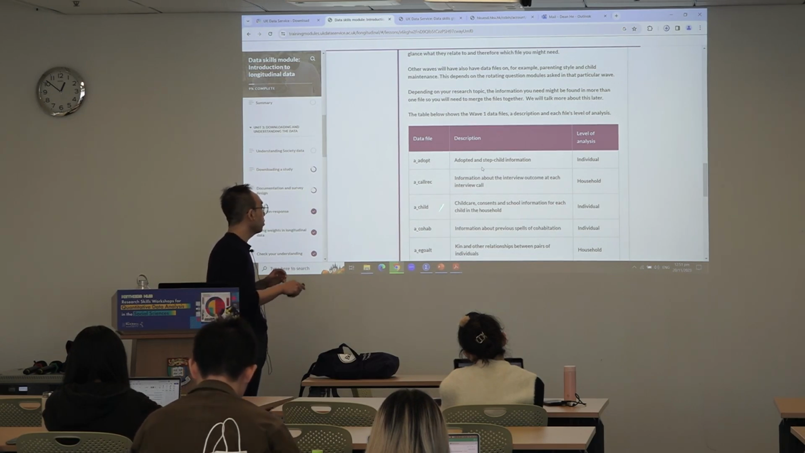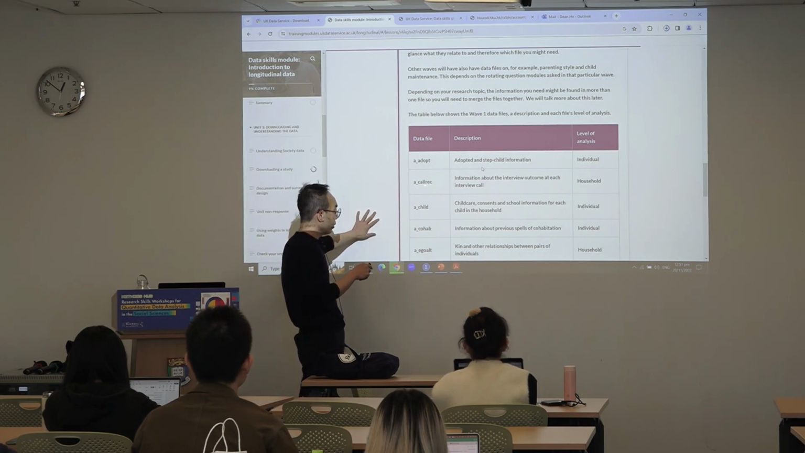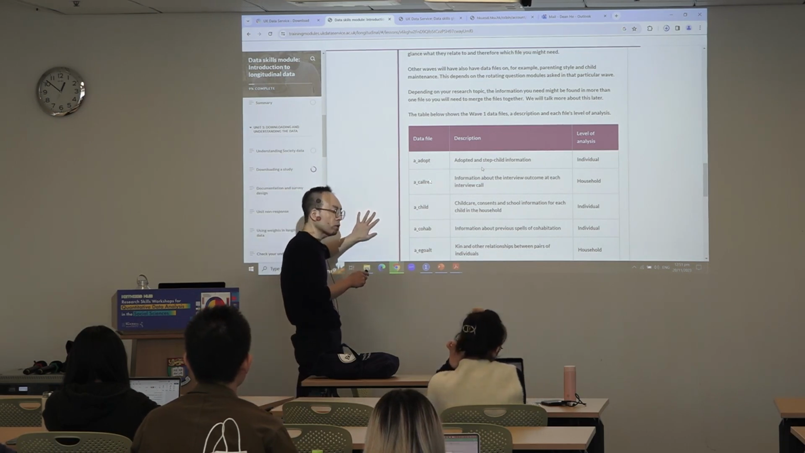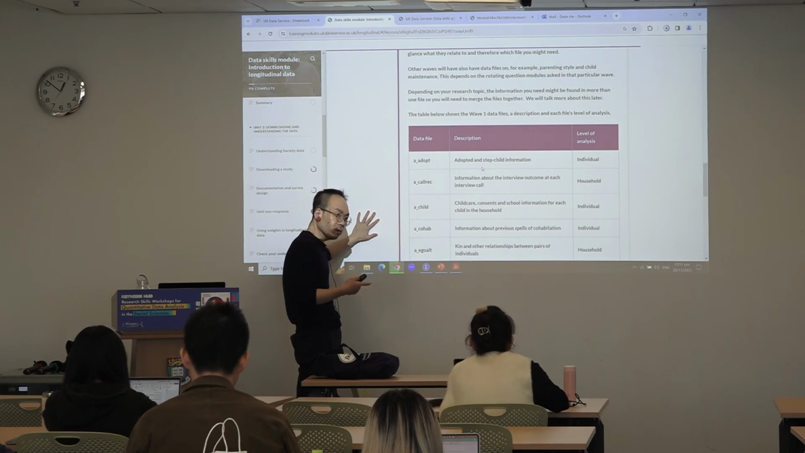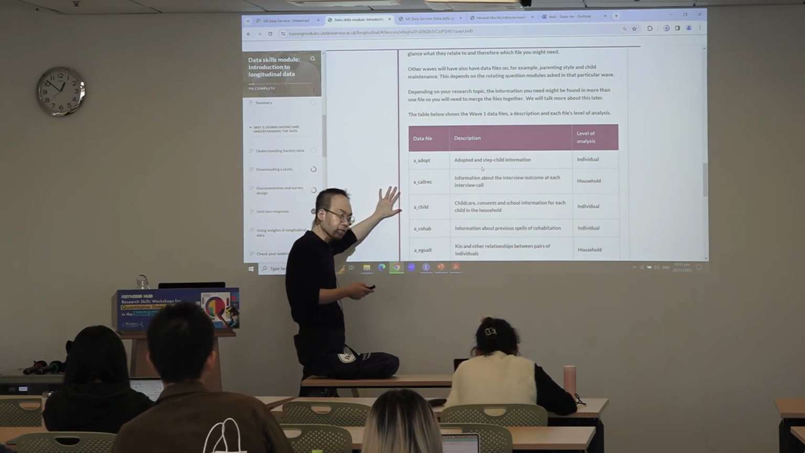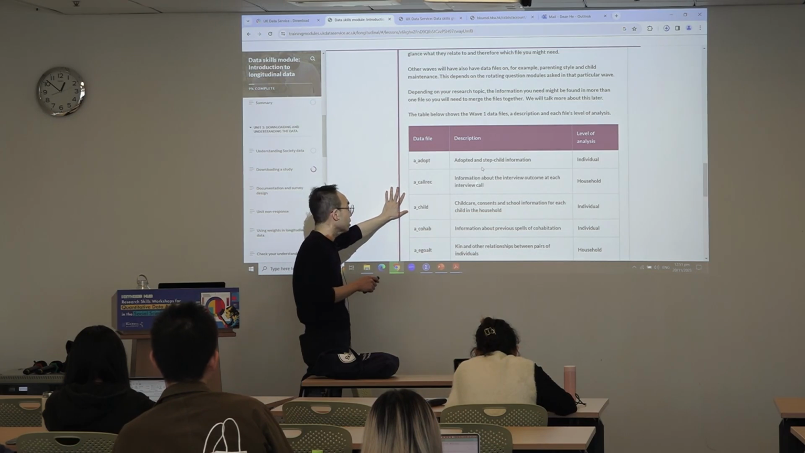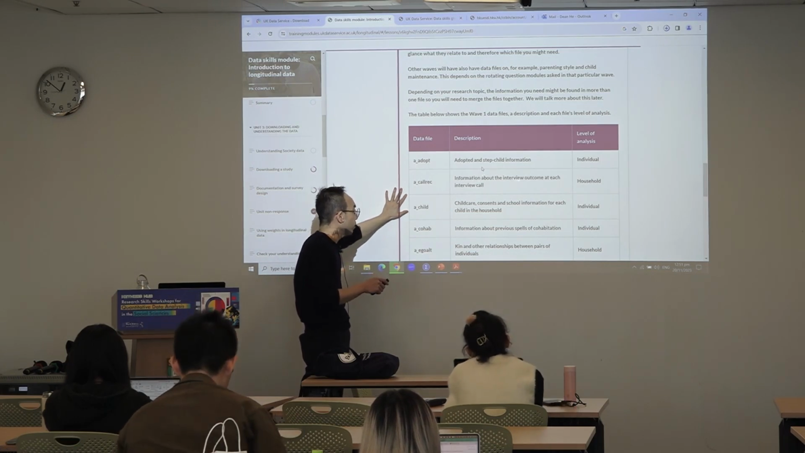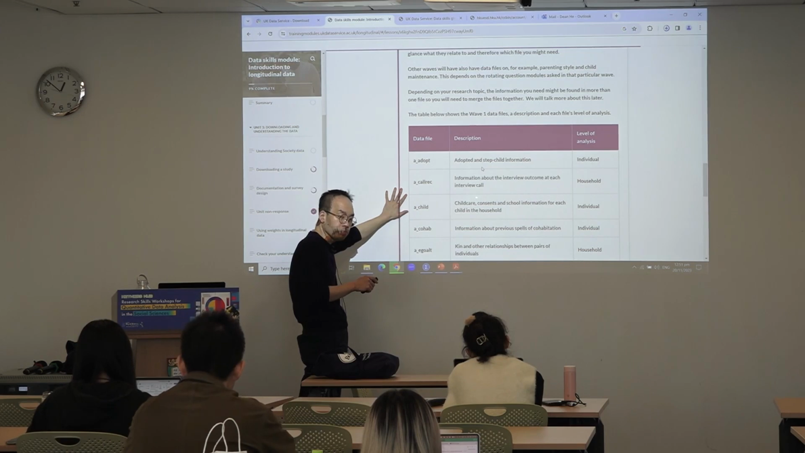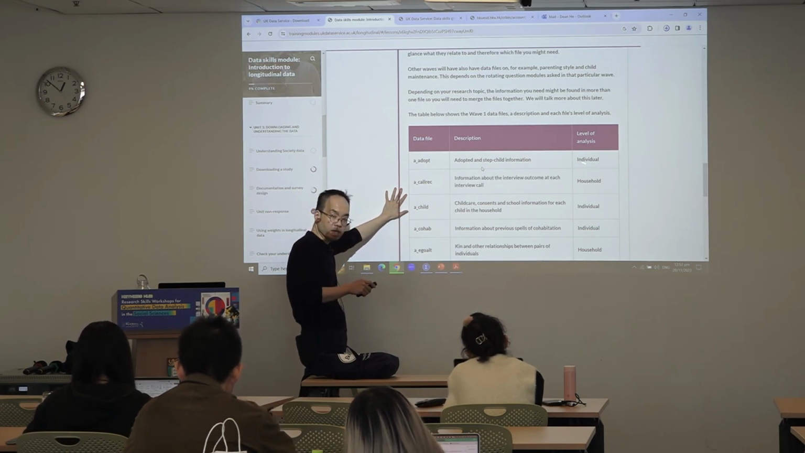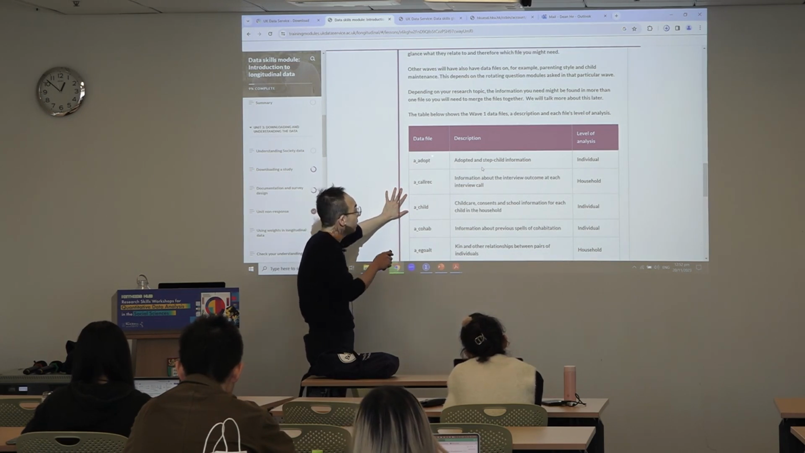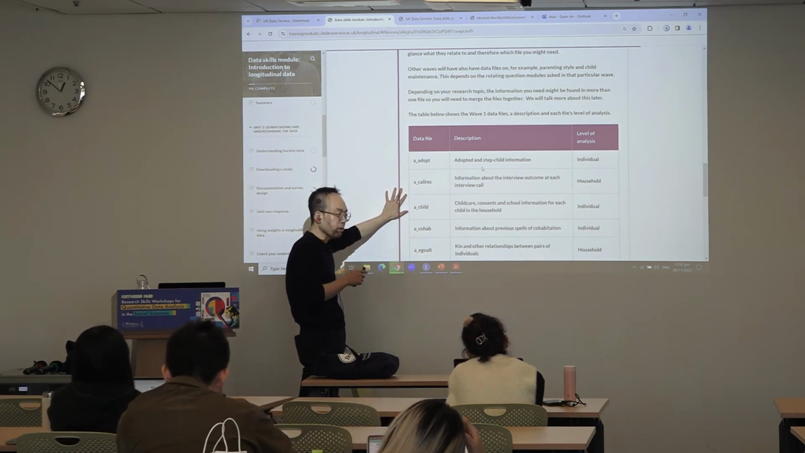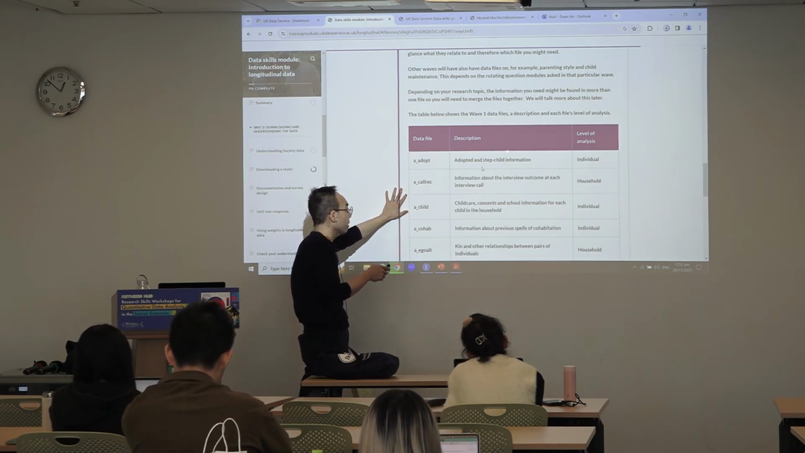Looking, for example, at this variable we were looking at just now, call rec, it showed up in the first wave, it also showed up in the second wave, and then in the third wave repetitively. But what does it really mean? This is information about the interview outcome at each interview call, and this is at the household level. You're not calling an individual, you're calling this household. And then this adopt variable, I don't remember if this repeats from wave 1 to wave 2 to wave 3, but this is about adopted and stepchild information at the individual level. But anyway, there are a lot of those.